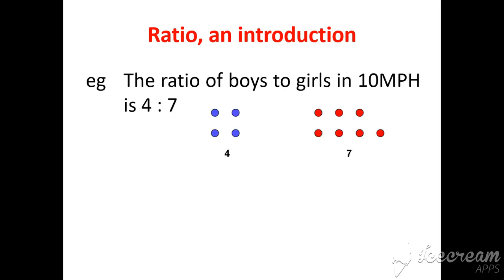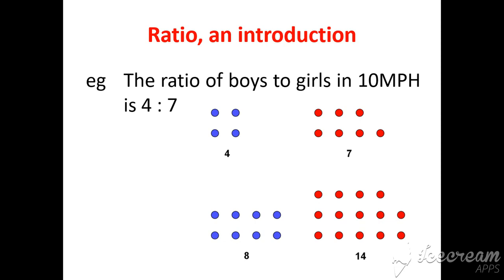Here's another example. The ratio of boys to girls in the class 10 mph is 4 to 7. So we have 4 boys in the class to every 7 girls. This is the same ratio as 8 to 14. And again, hopefully you've figured out that all I've done is double the 4 to get 8 and double the 7 to get 14.